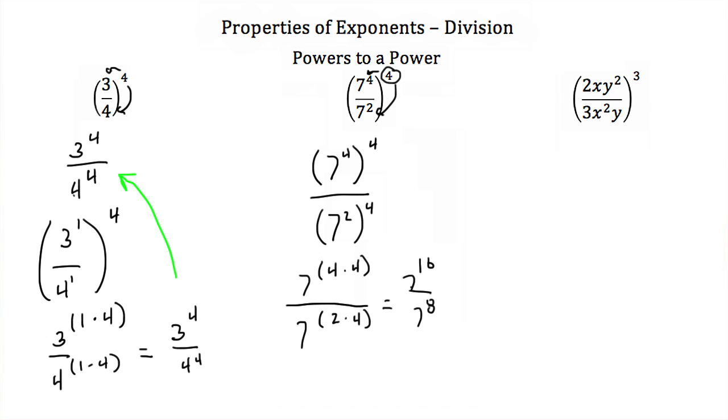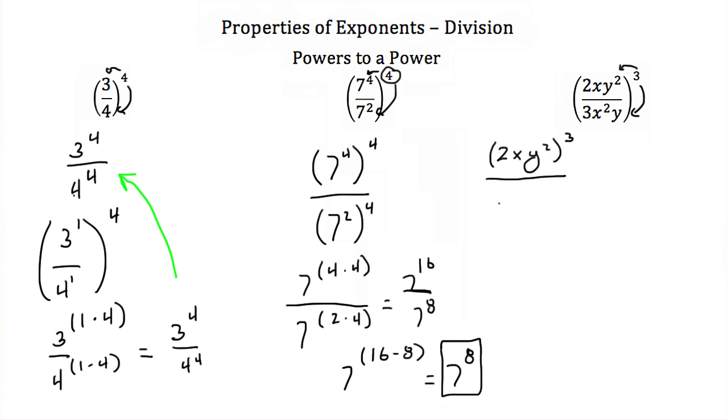Now remember, when we have two numbers with the same base but different exponents, we subtract our exponents. So this will further simplify into 7 to the 16 minus 8, or 7 to the 8th. Now again, the same thing works with variables. If I have 2x y squared divided by 3x squared y, all to the third power, then I can move this third power to both the numerator and the denominator. So this is the same as 2xy squared cubed over 3x squared y cubed.